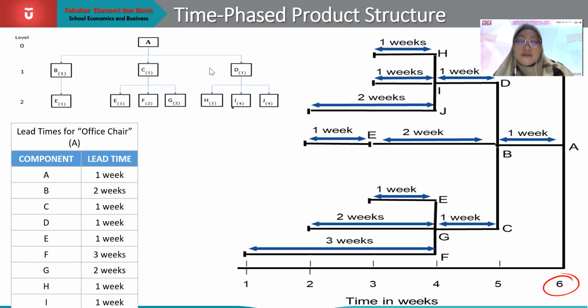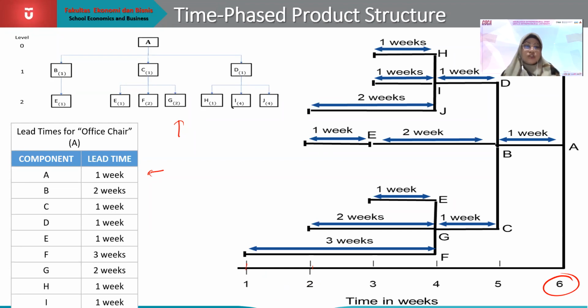Okay, the first thing you need to do is look again at those product structures. That's why I give this picture in here. And also, of course, you need to know the lead time for each component. The first thing you need to do is draw a line like this. And maybe you can put some numbers in here. For example, 1, 2, 3, 4, 5, 6, and so on.